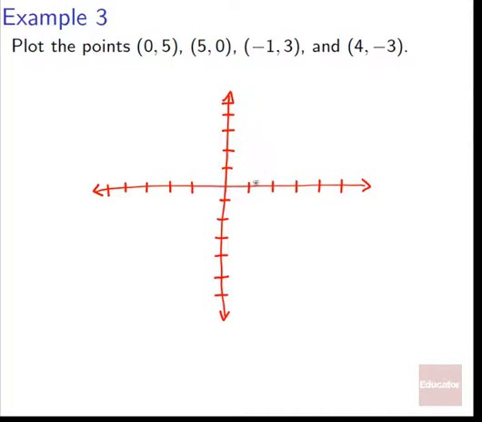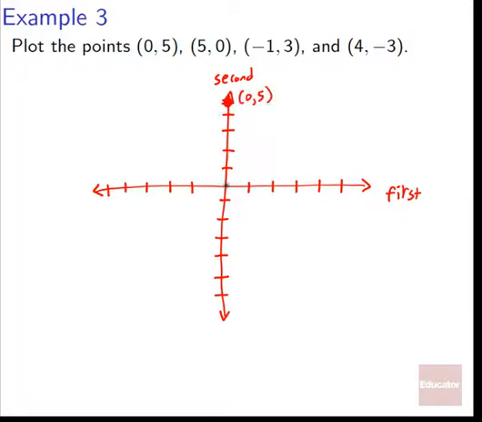So plot the points (0, 5). So (0, 5), remember, first goes to the horizontal, second goes to the vertical. So (0, 5) is going to be 0 horizontally and up 5 vertically. So 0 horizontally, we're right here, and then up 5, 1, 2, 3, 4, 5. Here we are at (0, 5).